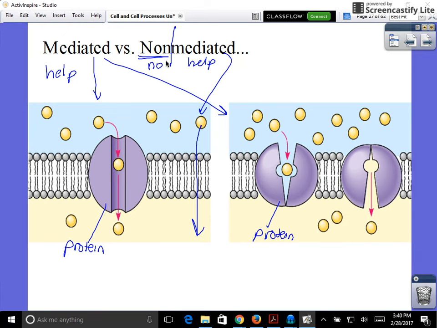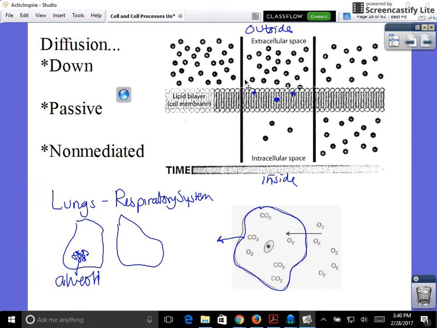If we talk about non-mediated, meaning no help, it would be as if this molecule could go right through the membrane. So diffusion is our first type of cell transport. It's down the concentration gradient, passive and non-mediated. So if we take a look over here, it's going from high to low, and over time you can see that the molecules reach an equilibrium. There was no protein involved, there was no energy involved, they just simply diffused through the membrane.